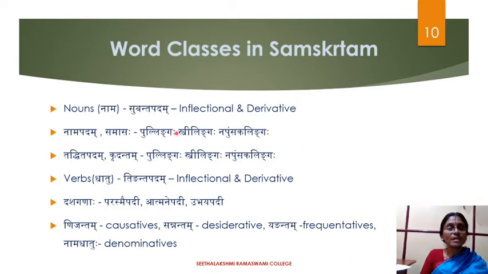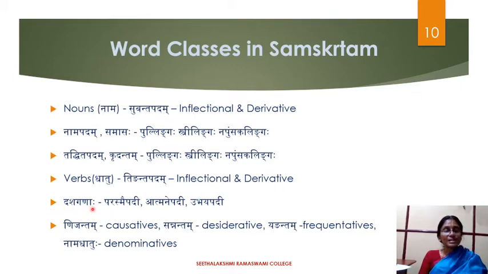As far as Sanskrit is concerned, we have big word classes in Samskritam. Under nouns, we call it as Subanta. So words in Samskritam are broadly divided into two as Subanta and Tinganta. Under Subanta, you have nouns, both inflectional and derivative, Namapada, Samasa, in all Pullinga, Strilinga and Napumsakalinga, and Tadhitapada, Kridanta, in all Pullinga, Strilinga and Napumsakalinga. And you have verbs or dhatus in Tinganta. In this also you have both inflectional and derivative.